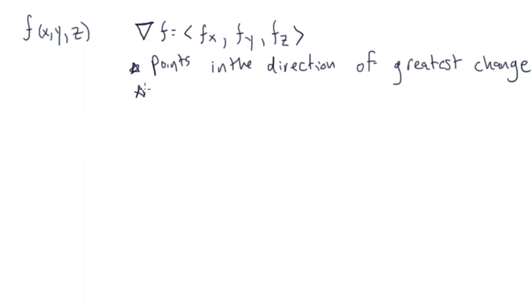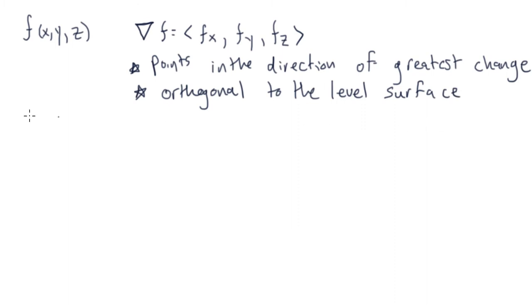And then secondly, the gradient will be orthogonal. Well, we don't have level curves in 3 dimensions, we have level surfaces, but the gradient vector in 3 dimensions will be orthogonal to the level surface. Which is really cool. Okay, great.